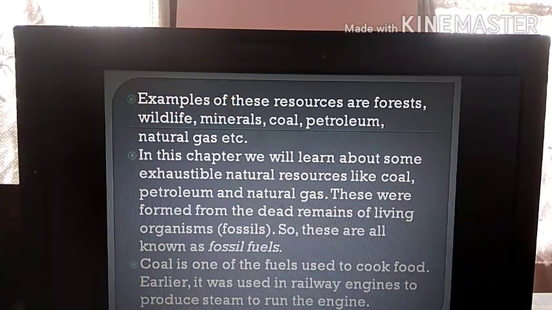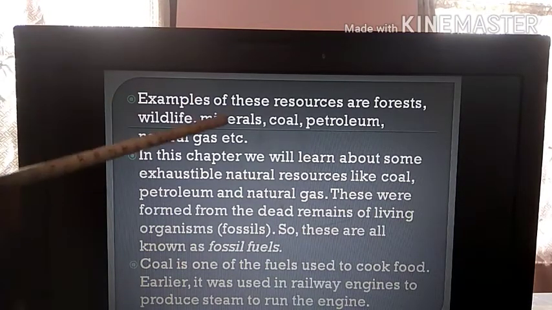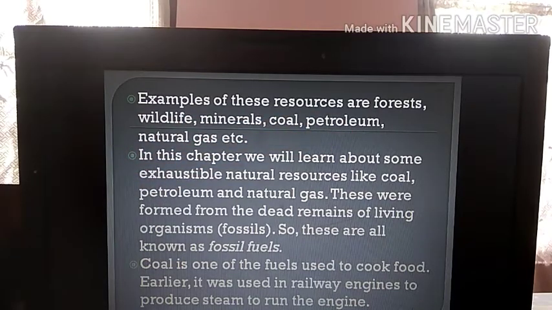Examples are forests, isn't it? Forests are exhaustible. If we keep on cutting forests, one day they will be completely over, right? Wildlife: if we keep killing the animals, then definitely their population will decrease. Minerals, coal, petroleum, natural gas: if we keep on exploiting them, then one day they will be finished. So that is why we have to be very careful while using these resources.